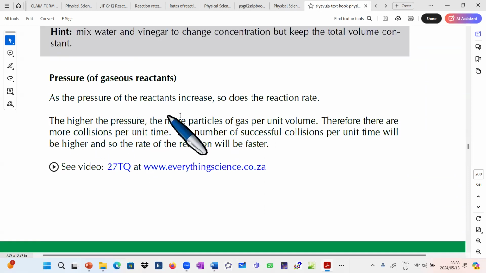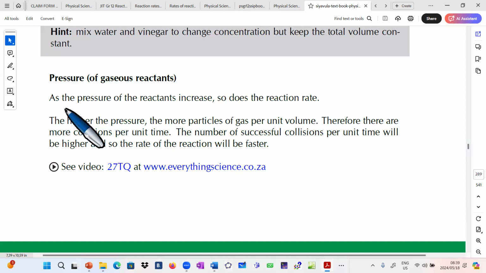As the pressure of the reactants increases, so does the reaction rate. The higher the pressure, the more particles of gas per unit volume. Therefore, there are more collisions per unit time. The number of successful collisions per unit time will be higher, and so the rate of the reaction will be faster.